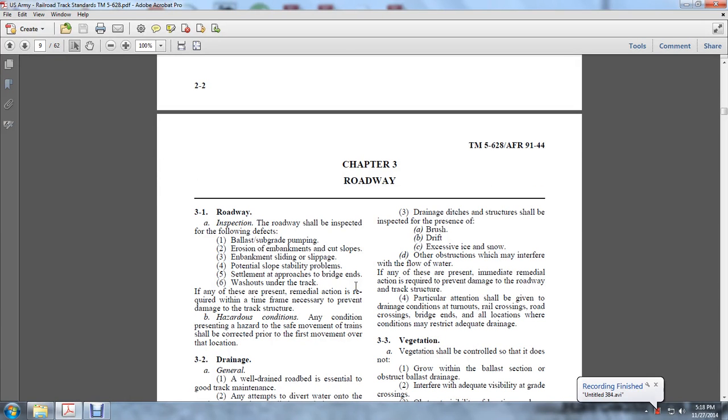Chapter 3 Roadway. 3.1 Roadway Inspection. The roadway shall be inspected for the following defects: ballast, subgrade, pumping, erosion of the embankments, cutting slopes, embankments, sliding and slippage, and potential slope stability problems.